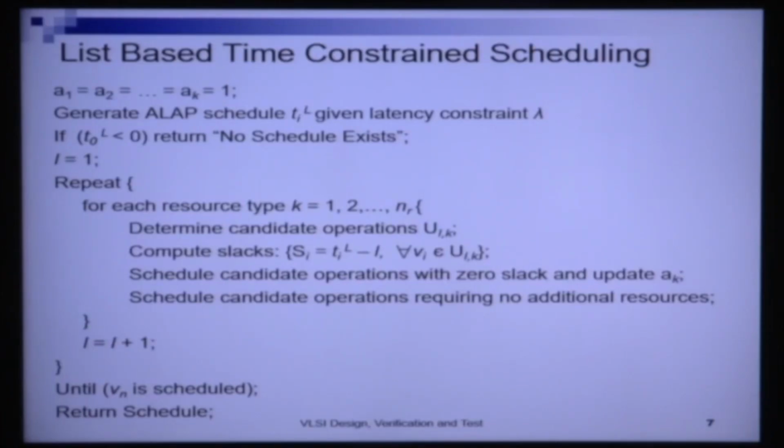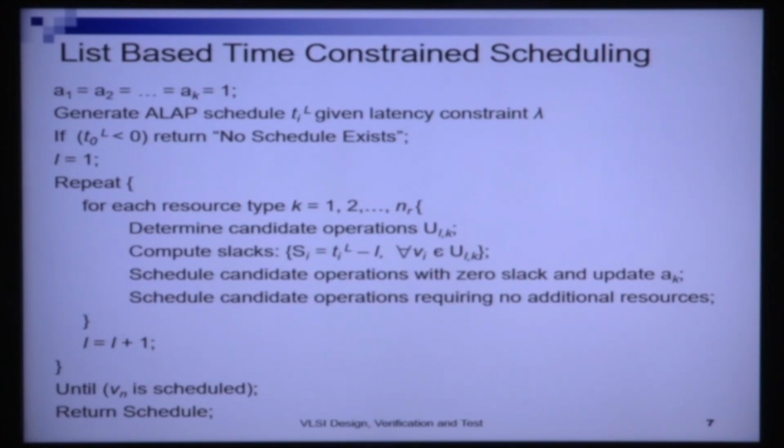So, schedule operations requiring no additional resources. Obviously, they will not be 0, but we will be scheduling operations with the lowest available positive slack on these resources. Now, when we have scheduled operations on all the resources at this current time step, we increment time. We increment time, and again another set of unscheduled operations becomes available to me, and we again compute the slacks, because the slacks may have varied.